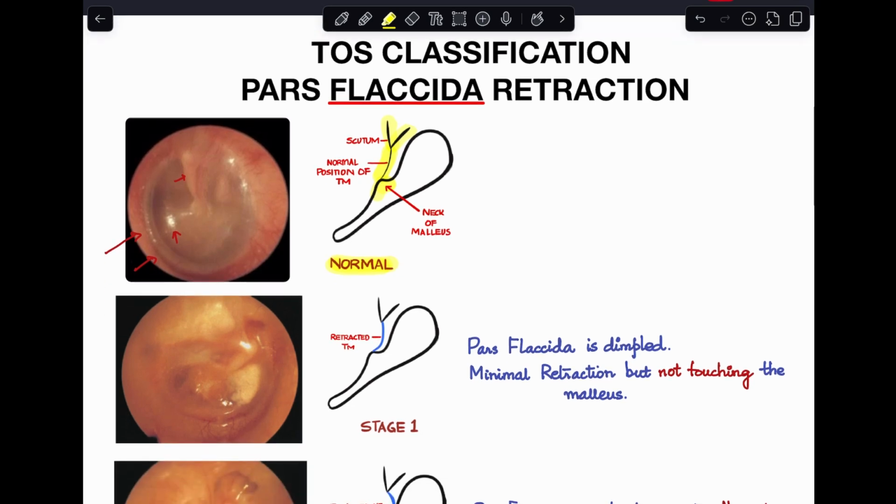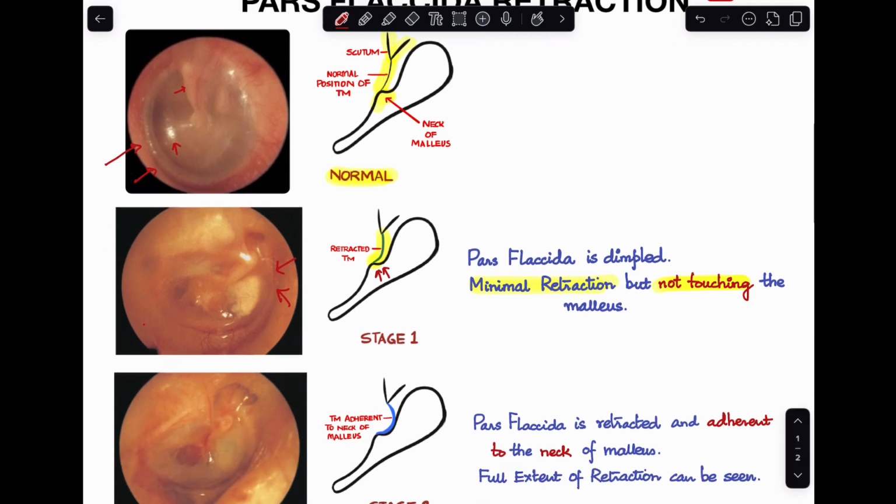Now, the first stage is when there is a slight dimpling in the pars flaccida. So, there is a minimal retraction over here, but it is not touching the malleus at all. So, if you see in the image that I have drawn over here, the tympanic membrane is slightly retracted, but however, it is not in contact with the neck of the malleus. This is how you'll represent it. And the left side image over here is showing exactly that, an endoscopic picture of it.